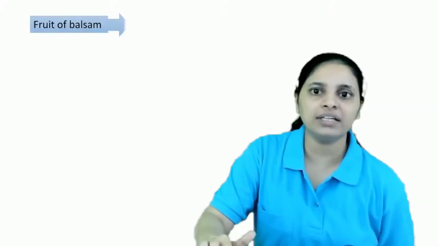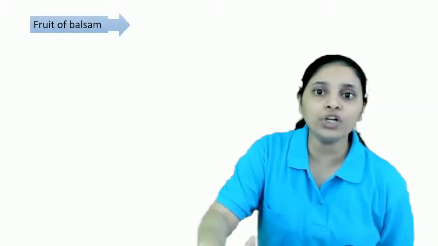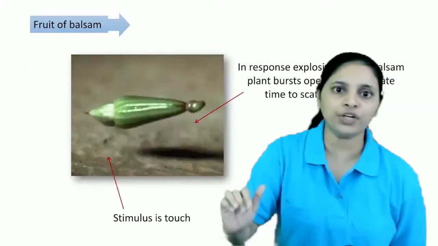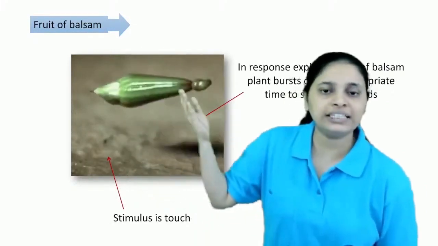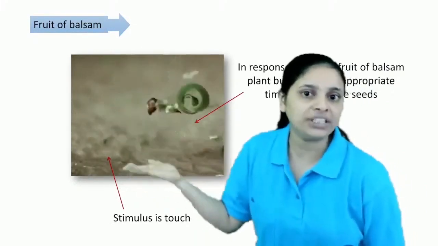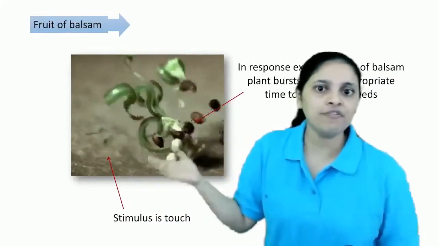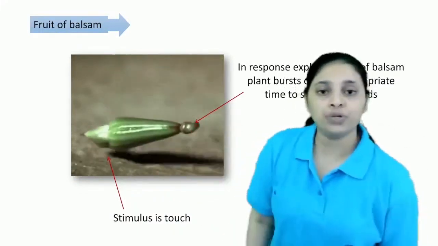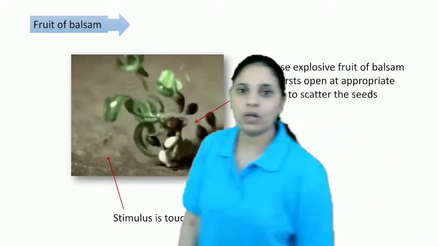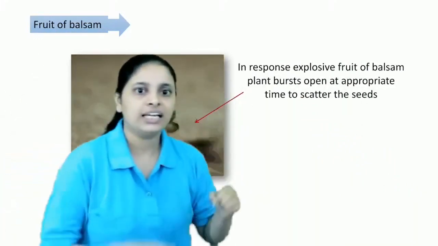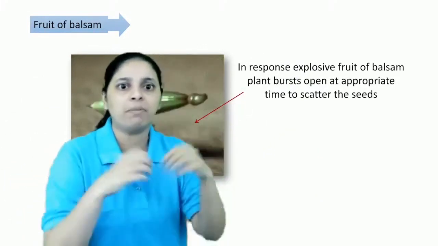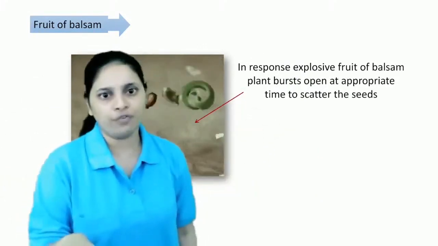One more example. The fruit of balsam plant. Okay, so here you can see, as soon as the fruit is given the stimulus of touch, as soon as it comes in contact with any surface, then the fruit is burst open to release all the seeds. So here, stimulus is touch and response is the explosive opening, burst opening of the fruit.